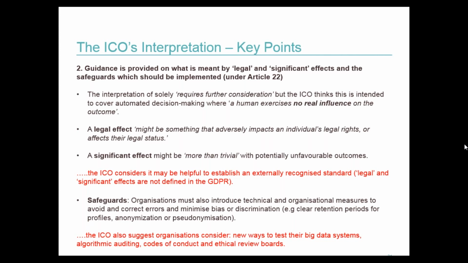And in terms of the safeguards organisations must put in place, the key aim is to make sure that if profiling takes place, that it's fair and non-discriminatory and does not have an unjustified impact on individuals. And there are different measures the ICO suggests: algorithmic auditing, accountability certifications, codes of conduct, ethical review boards.